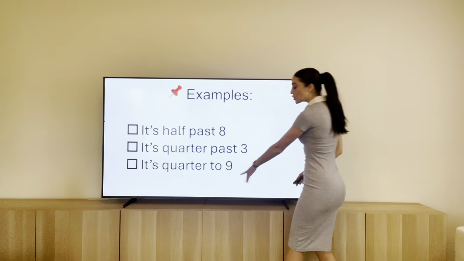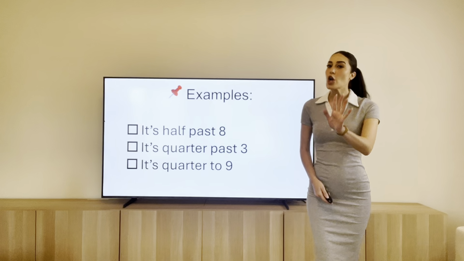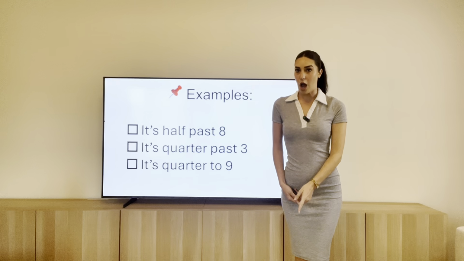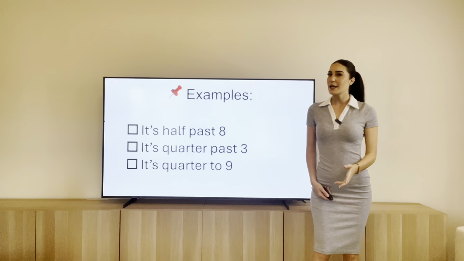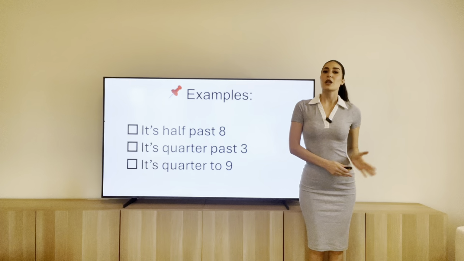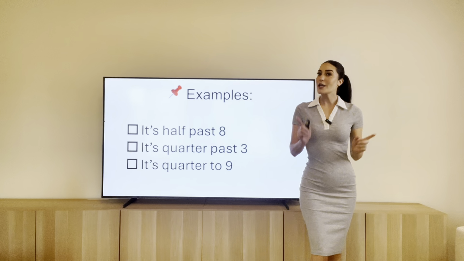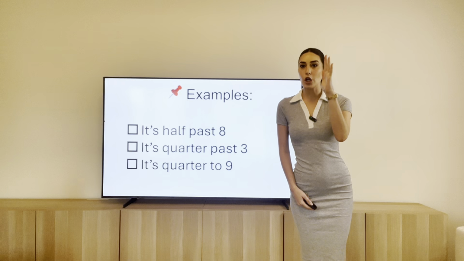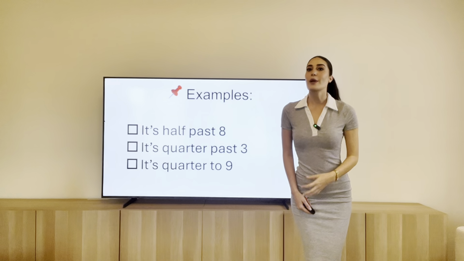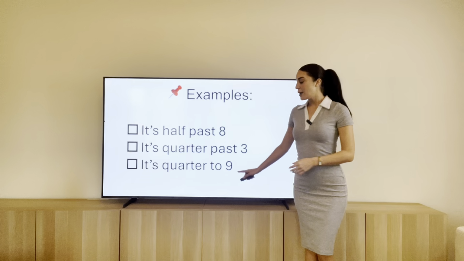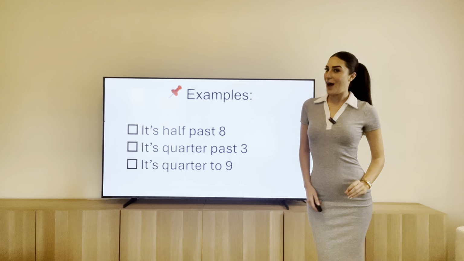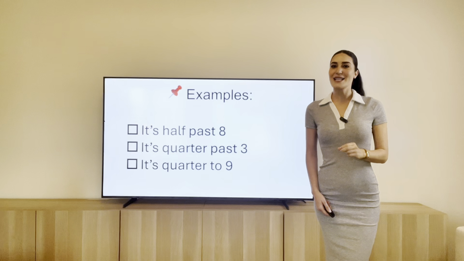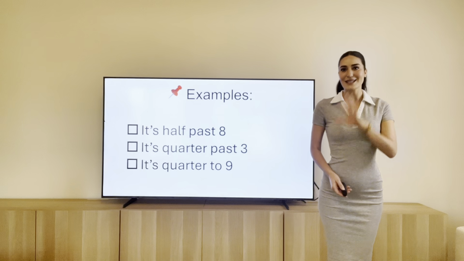It's quarter to 9. So it's not 9 yet. So what would the time be? The time would be 8:45. It's not yet 9. There's a quarter to go until it's 9. So it's 8:45 or quarter to 9. Write these down and just keep practicing. Even if it sounds a little bit confusing, it'll make sense as you keep practicing.